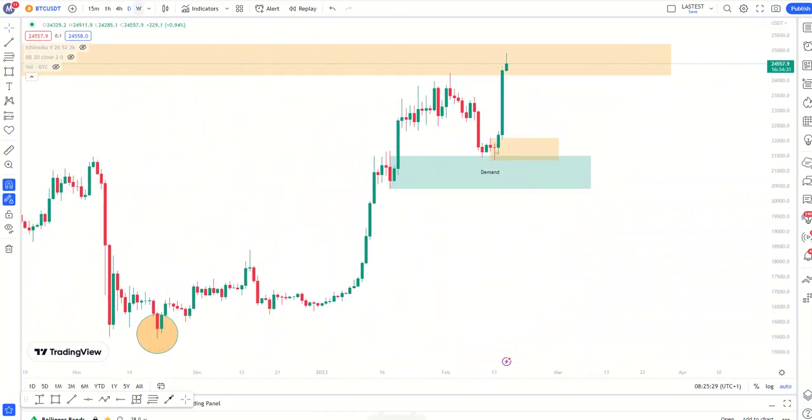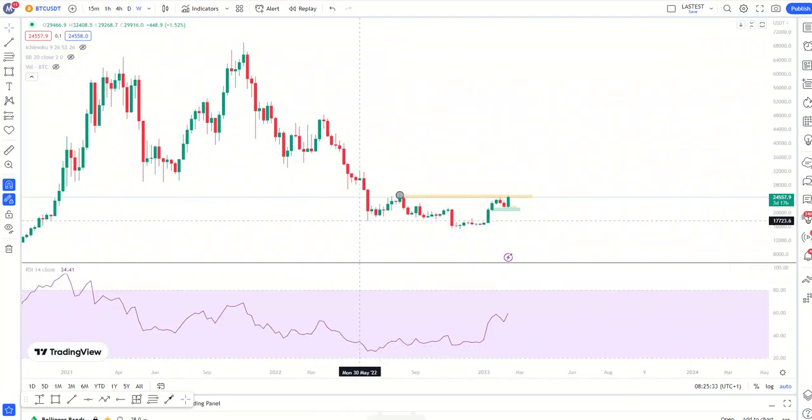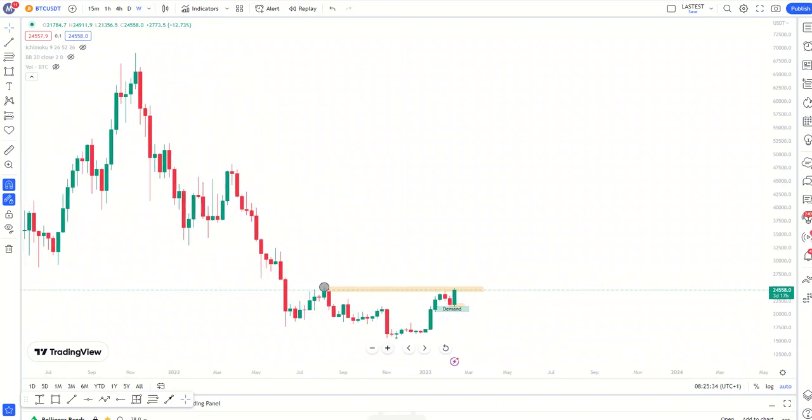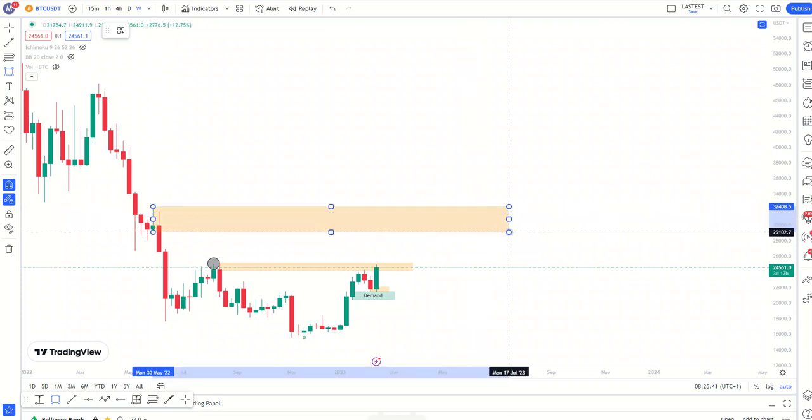Let me quickly check it back. Let's look at it back. So if price is able to break this high, then where we should be targeting will be around this area, which is between 29,000 to 32,000.